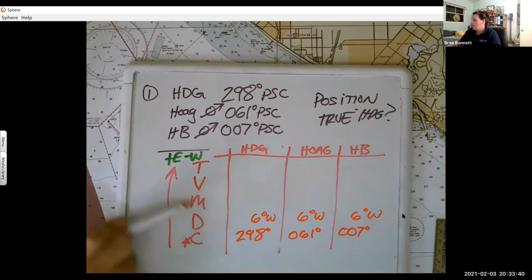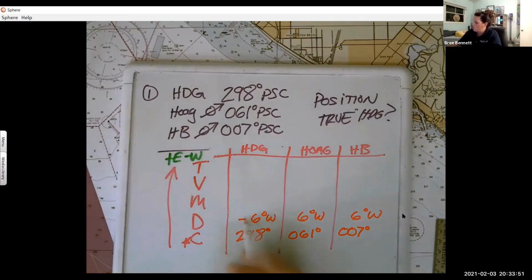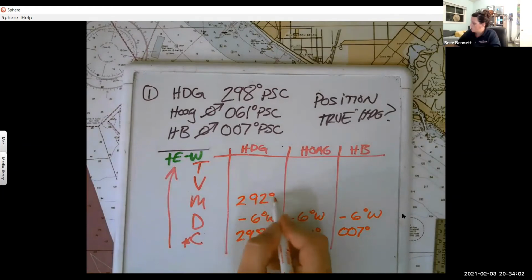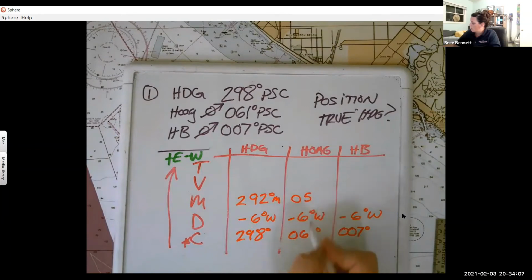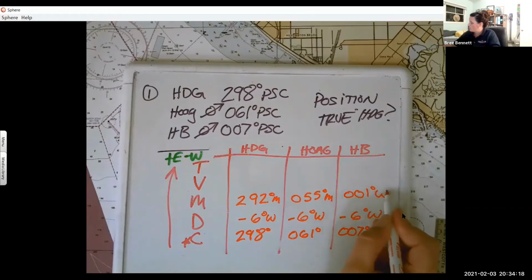Then I'm going to apply it to get my magnetic. So I'm going to follow my rules here. I have add east, subtract west. So I'm going to be subtracting this number. So I get 292, 053, 0.55, and 0.001.